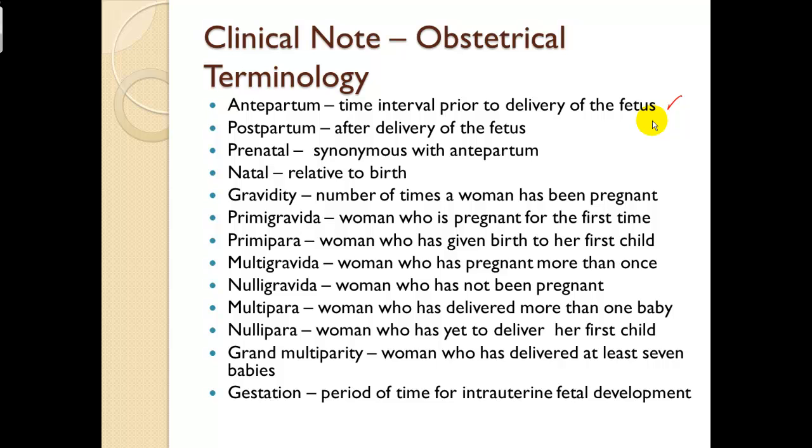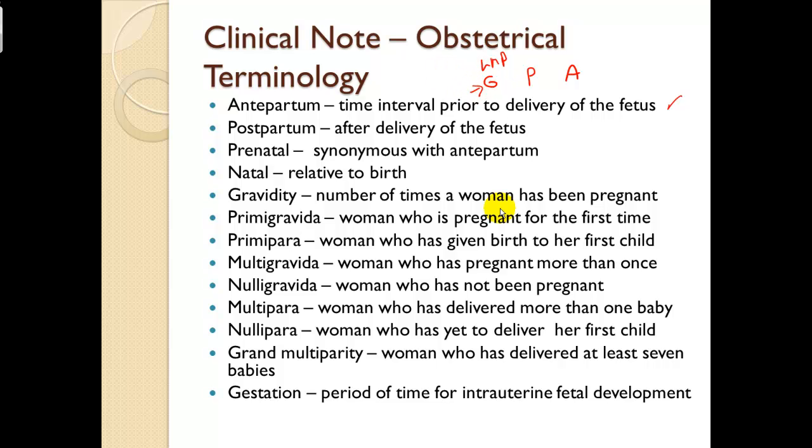Prenatal, synonymous with antepartum, like your prenatal visits and things like this. Natal, relative to birth. Gravity, number of times a woman has been pregnant, and generally this is expressed. A good last menstrual period is always going to be, in case they haven't had prenatal visits, G, P, and then A is a good way to actually do that, and we'll talk about these here in just a second. But the G stands for how many times a woman has been pregnant, gravida.